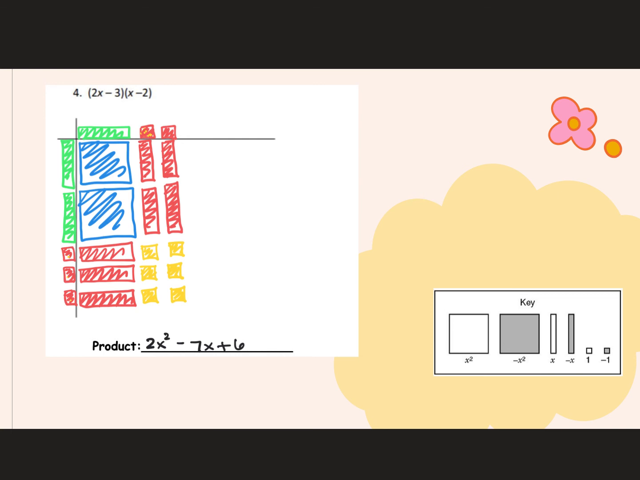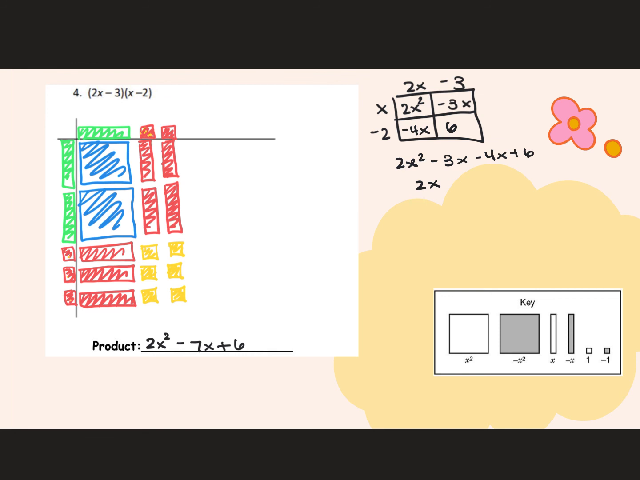Again, we could use FOIL here or the box method. I'm just going to quickly do the box method. And I have 2x minus 3 and x minus 2. 2x times x is 2x squared. x times negative 3 is negative 3x. We have 2x times negative 2, which gives me negative 4x. And then I have negative 2 times negative 3, which is positive 6. So I have 2x squared minus 3x minus 4x plus 6. We have 2x squared minus 7x plus 6. All right.